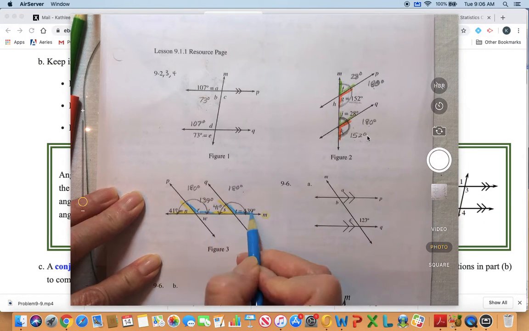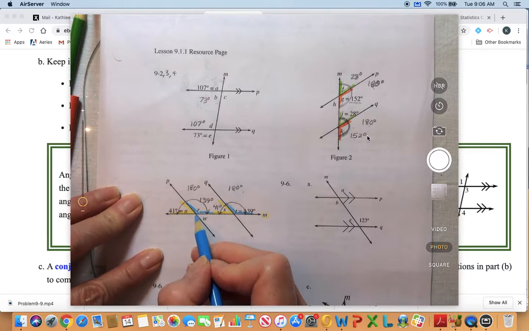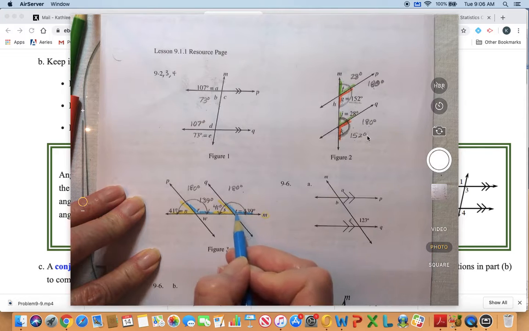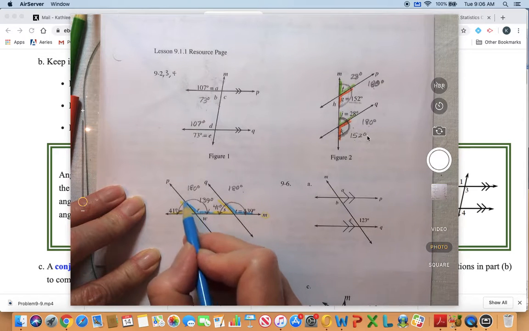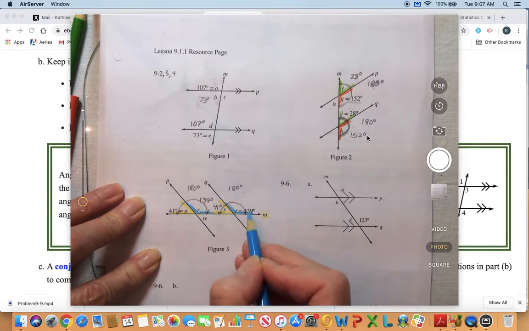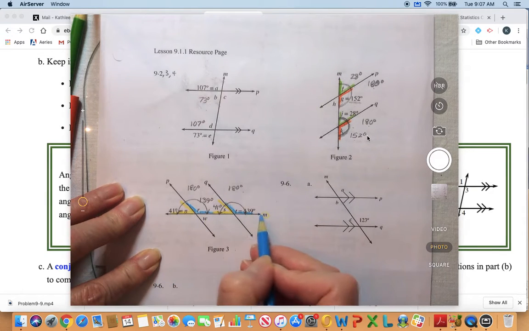Again, both of them have the same measure. Both of them are to the right of the parallel lines, to the right of this line and to the right of this line. And both of them are on the same side of this line, which is the transversal.